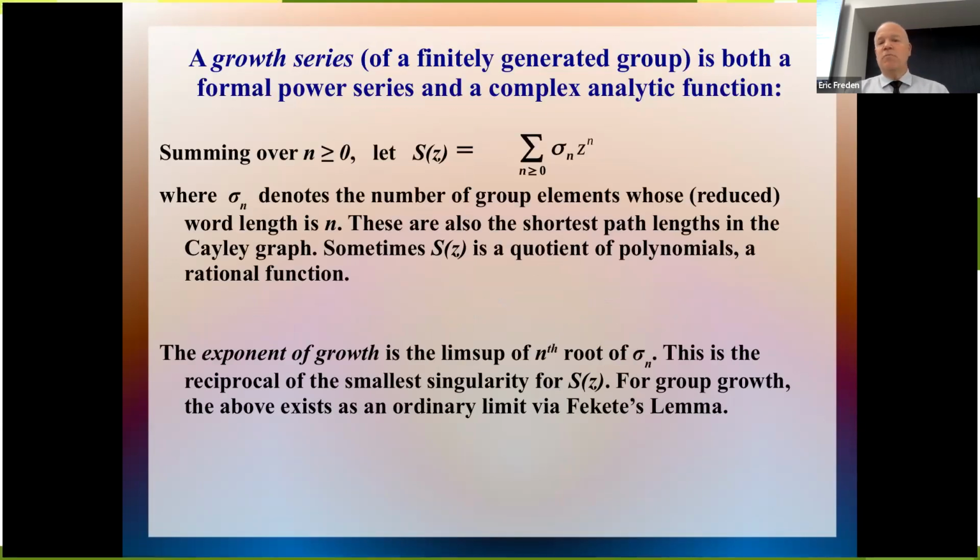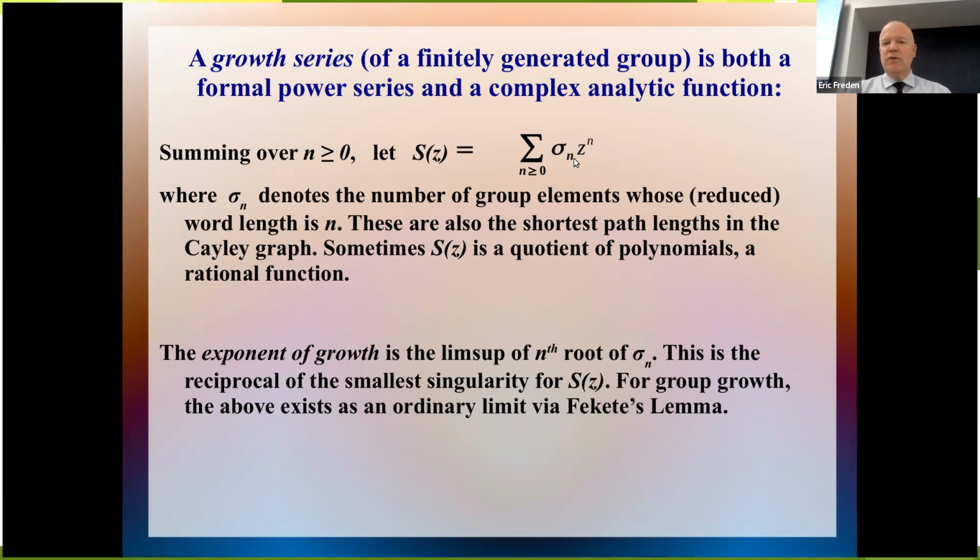All right, so I'm interested in computing the growth of finitely generated groups. What does that mean? First of all, I want to count all the group elements whose word metric, which is the shortest way to be written as a word in generators, is a given length. Actually, all the group elements whose shortest representative has length n, and I'm going to call that sigma n. So sigma n denotes the number of group elements.